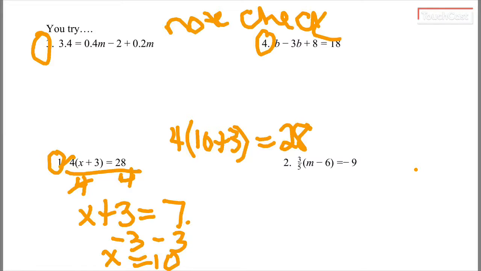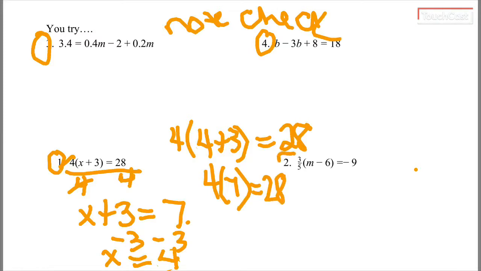See, that's why you do the check steps. Super important. 7 minus 3 is not 10, Miss McCauley. What is going on? 7 minus 3 is 4. So now let's check our check step again with the right number. See, we make mistakes too. 4 plus 3 is 7. 4 times 7 is 28. There we go. That's better, Miss McCauley. Get your stuff together.